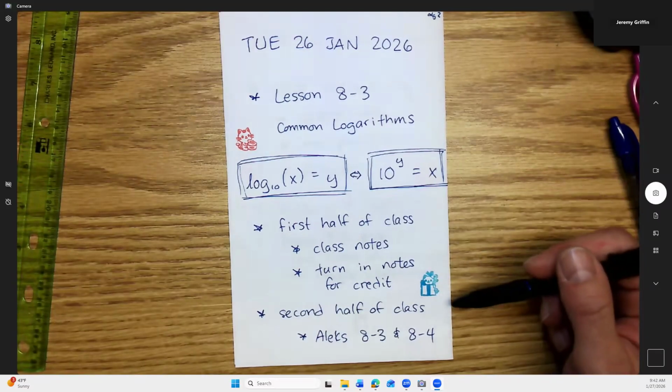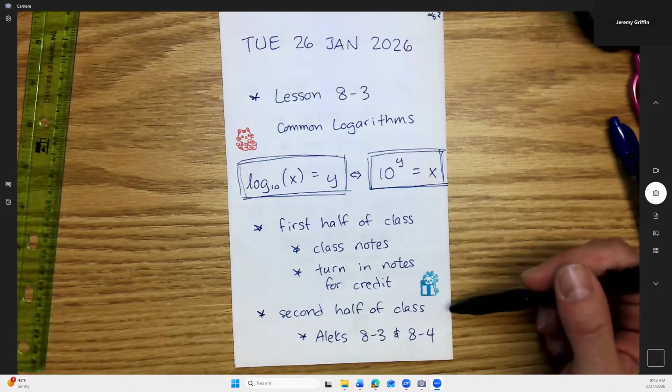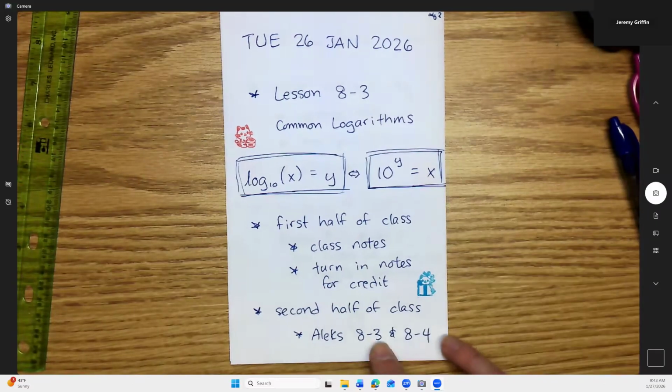And what I'm thinking is about the second half of class, have you guys pull up your laptops and work on this ALEKS 8.3, 8.4. Right, so check the time here. All right, yeah, we'll do that.